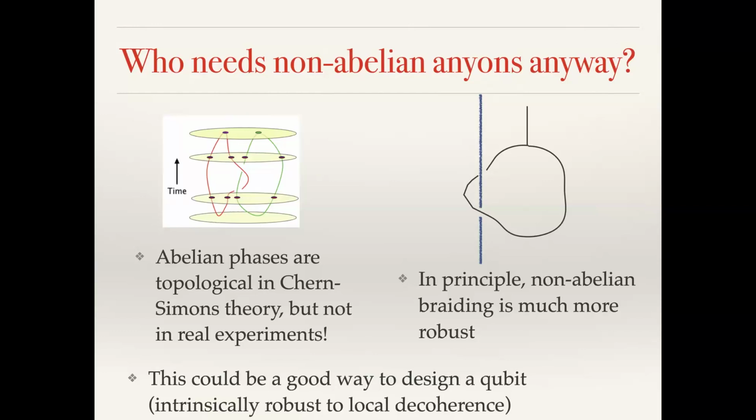So abelian phases, not so good, but non-abelian phases in principle should be more robust, right? Because this switching should be something that's not going to have other sources from your typical experiment.